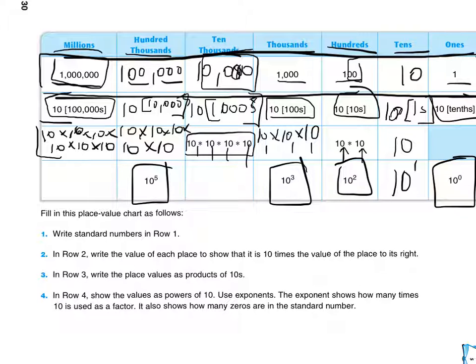All right, so millions would be 10 to the power of, well, let's see how many zeros we have. We gave it away there. 6. Okay? And then 10,000s, 10 to the power of 4, zeros, 4. So this is exponential notation. This is how you can explain big numbers, and this will be on your test.